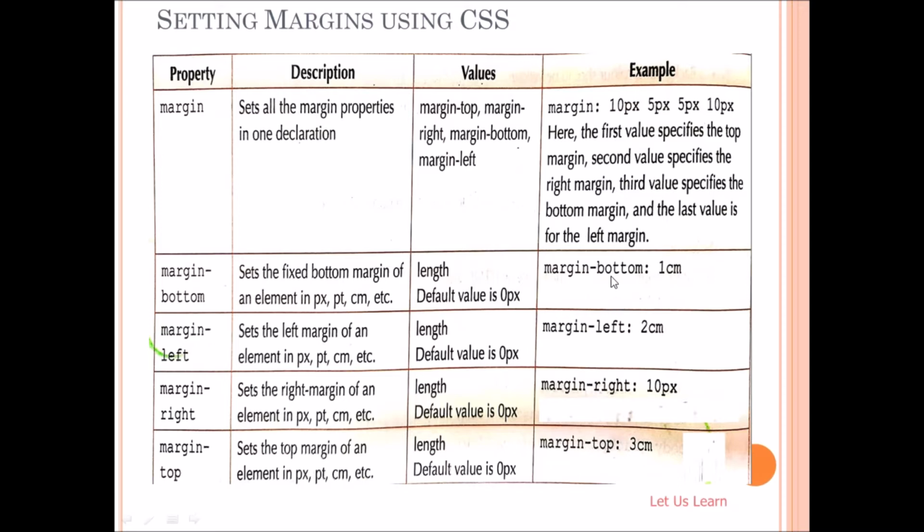If you want to give all four values in one line, one syntax, you have to use margin. See, if you give margin colon 10 pixel, 5 pixel and 10 pixel, the first value will be the top, the second will be the right, the third value will be the bottom, and the fourth value will be the left margin. Okay, understand?